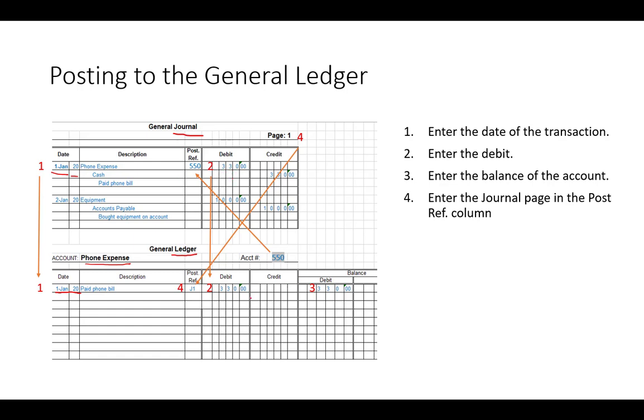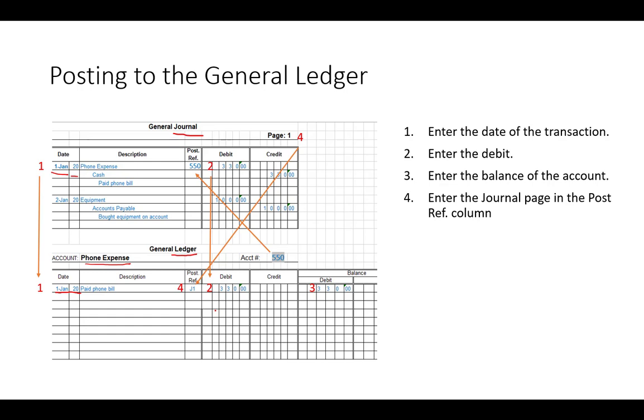The next step is we need to update the balance. So there's no beginning balance in this phone expense account, so our $330 debit balance that we just recorded is our actual ending balance in this account so far. Our last step is to update the post-ref columns in both the journal and the GL.